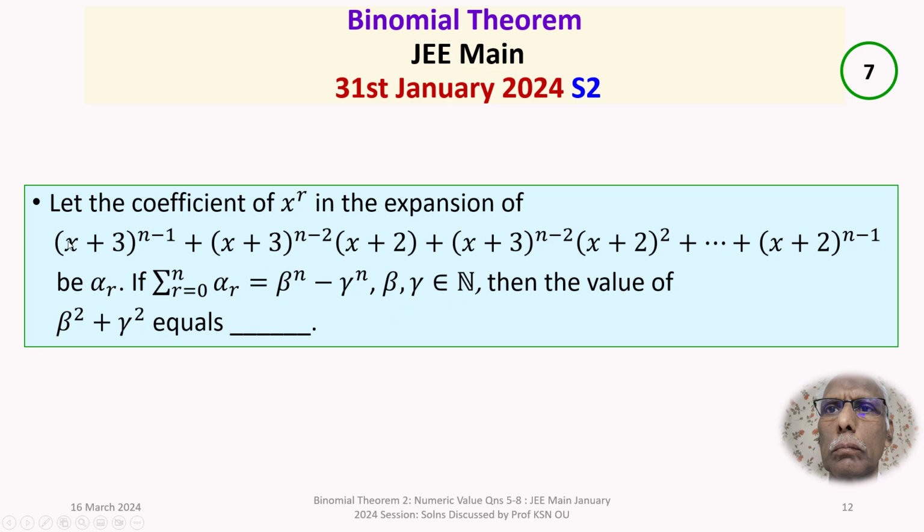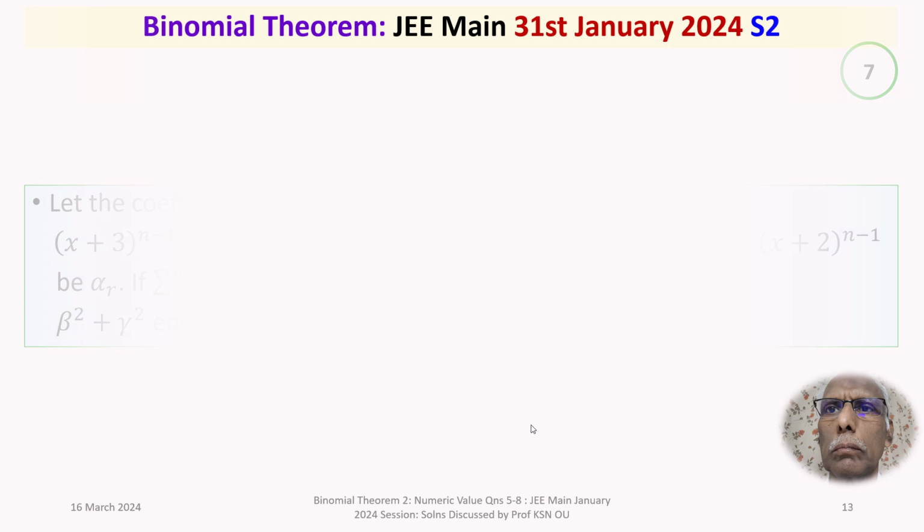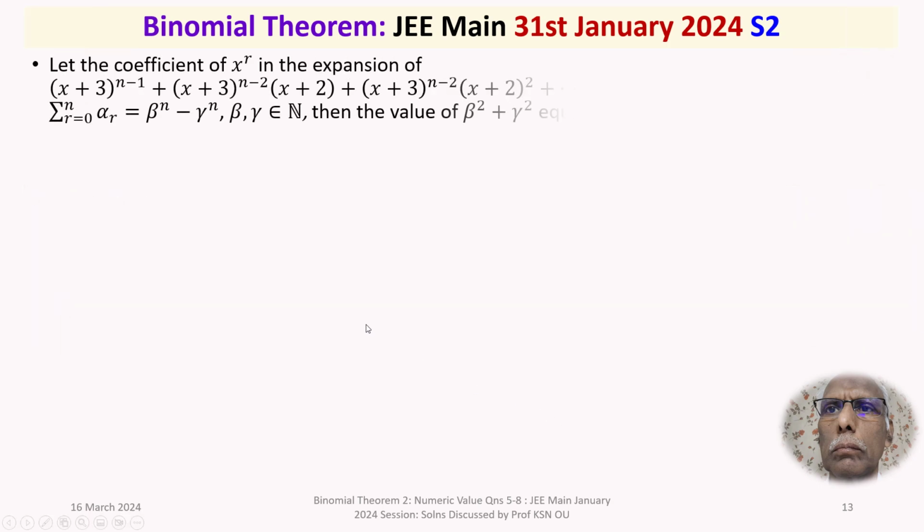So we are given this expansion. In that expansion, the coefficient of x to the power of r is given to be alpha r, and if sigma r equal to 0 to n, alpha r is beta power n minus gamma power n, where beta and gamma are natural numbers, then we are required to find the value of beta square plus gamma square. Let's now discuss the solution of the problem in detail.